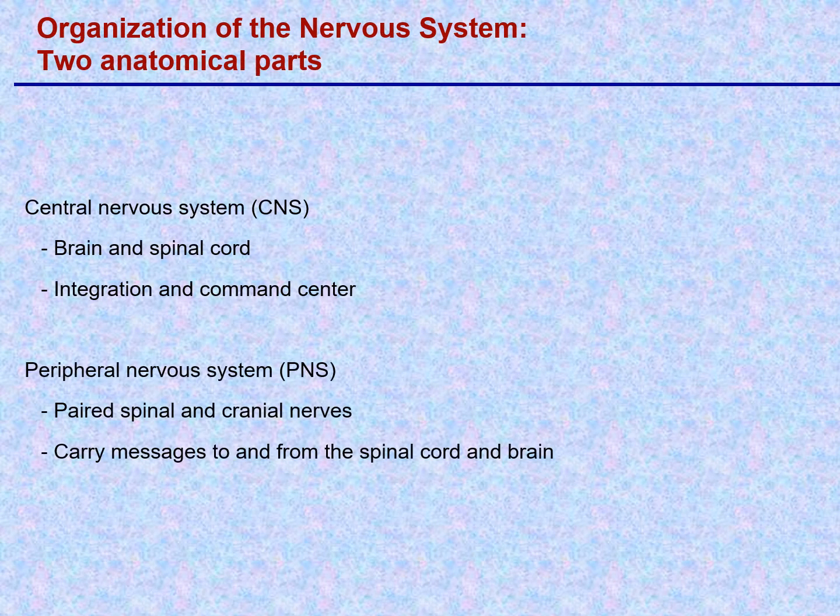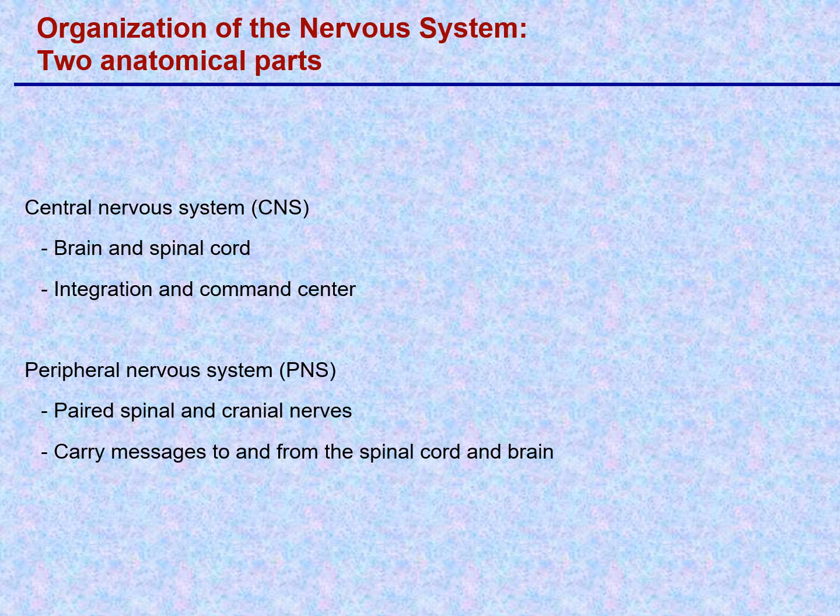So in terms of organization of the nervous system, the entire nervous system, there are two large anatomical parts. One is the central nervous system, which is made up of the brain and the spinal cord. And these act as an integration center, as I've said, or a center that can send out commands. And then there's the peripheral nervous system that carries information either into the central nervous system or out of the central nervous system. What we have are paired sets of nerves.